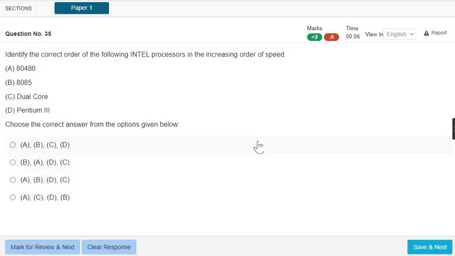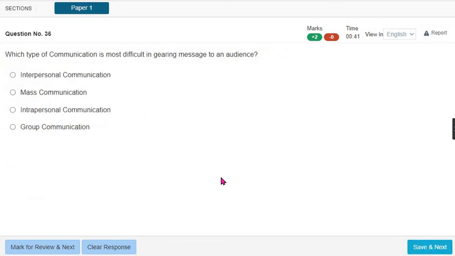Identify the correct order of Intel processors in increasing order of speed: 8085, 80486, dual core, Pentium. So what will be the answer? The answer is B, 8085; A, 80486; D, Pentium 3; and C, dual core. Okay.